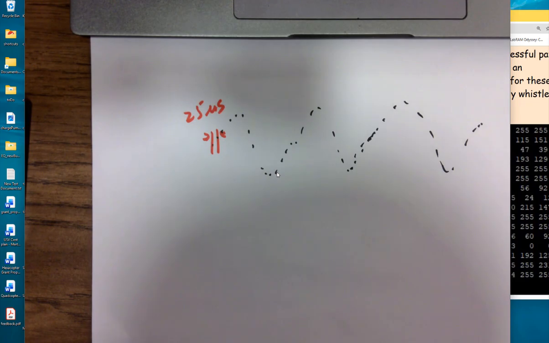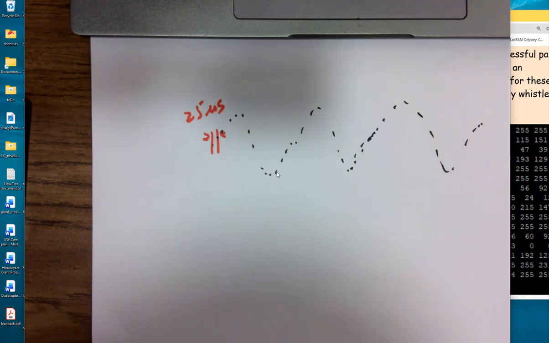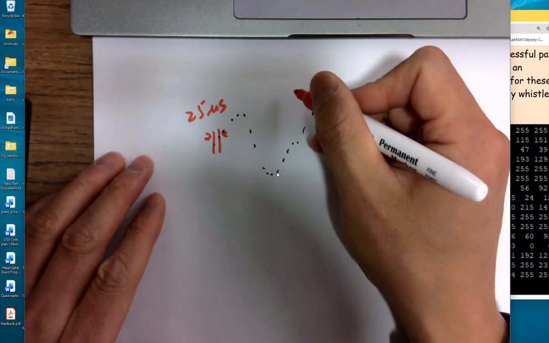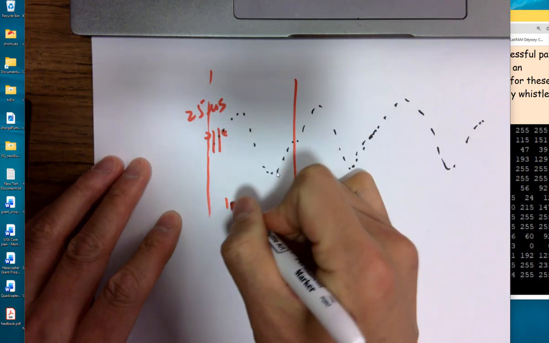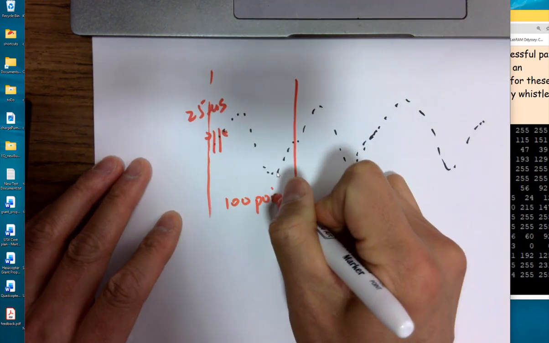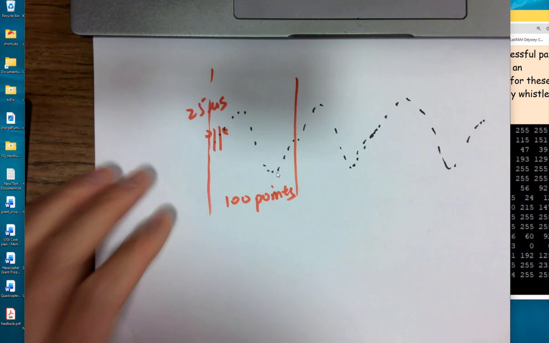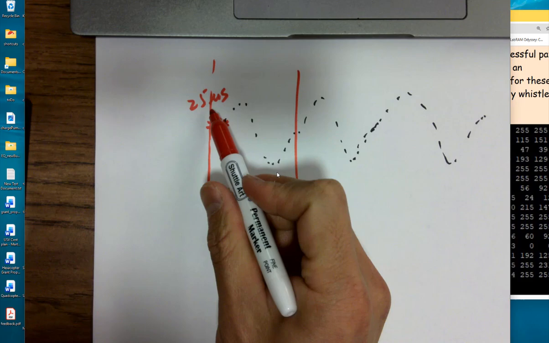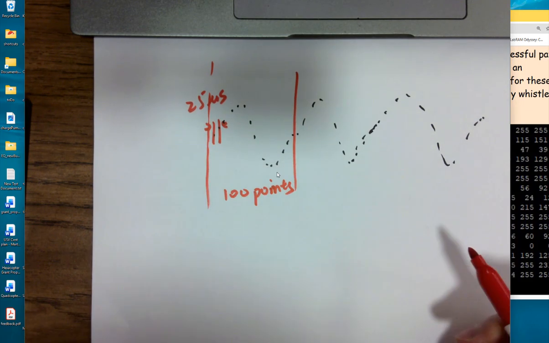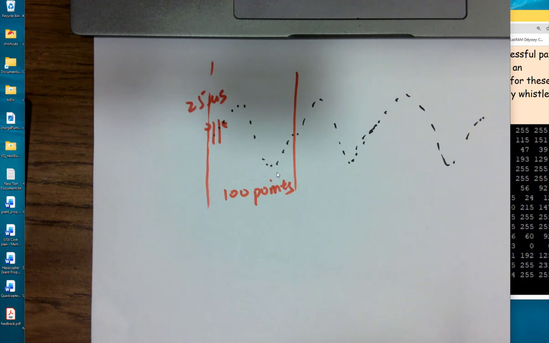For question number 3, it's telling you that for one period, there are 100 points. And we know that the sampling period is 25 microseconds, and it's asking you for the period of the sound wave.